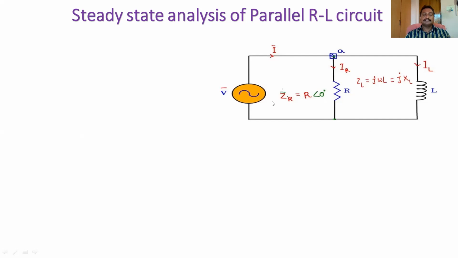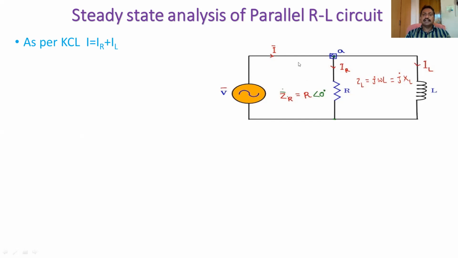The combination is connected in parallel with an AC voltage source. Therefore, the total current is divided into two parts. Some current will flow through the resistor branch, another current will flow through the inductor branch. So ZR is equal to R at an angle 0, ZL is equal to jXL. In case of the parallel circuit, you apply KCL.